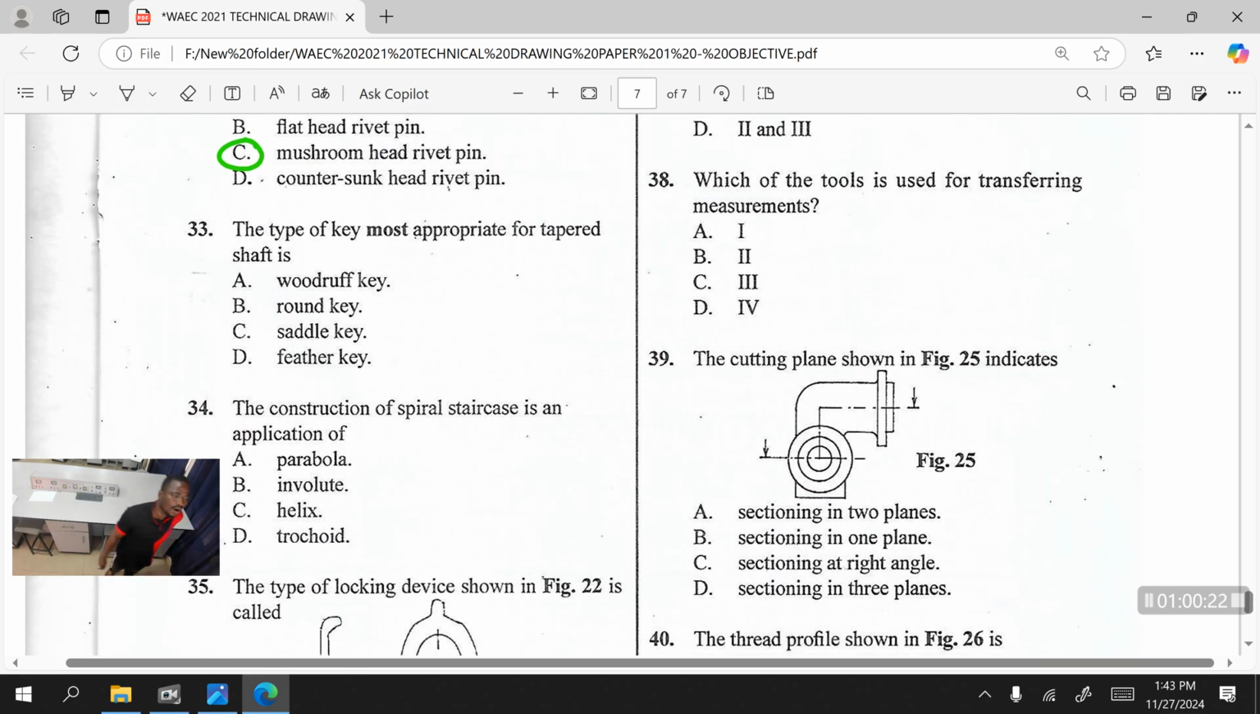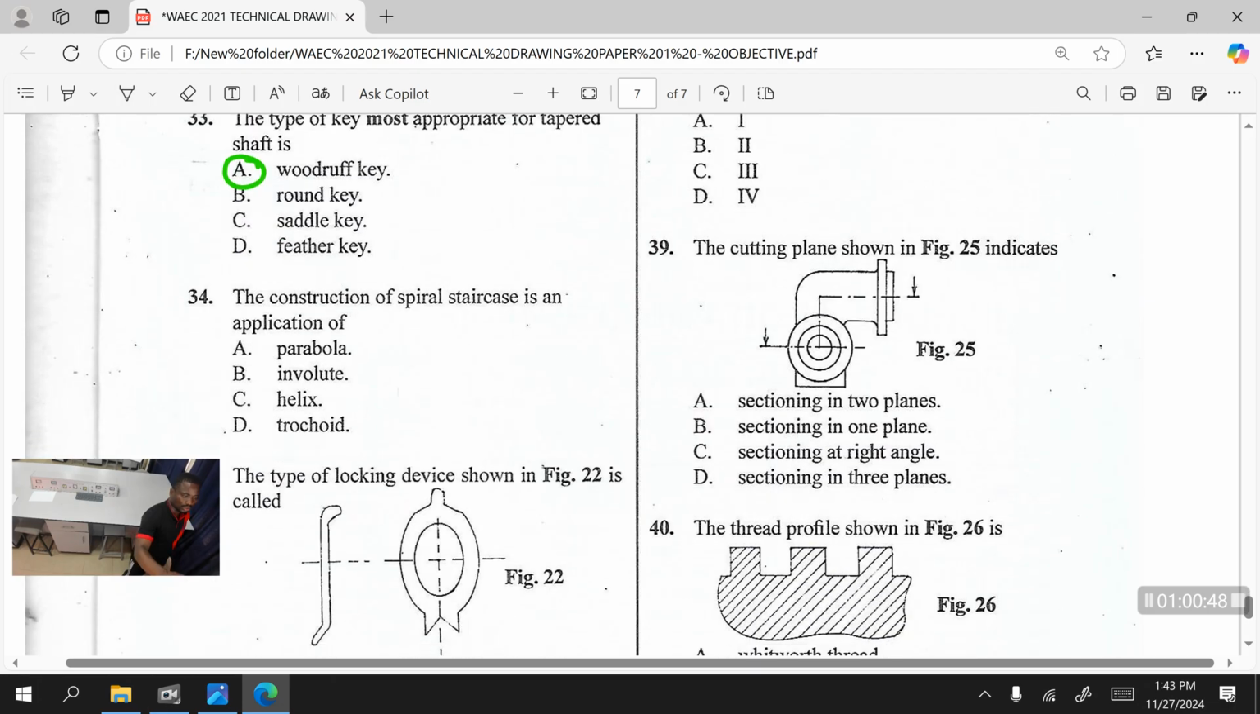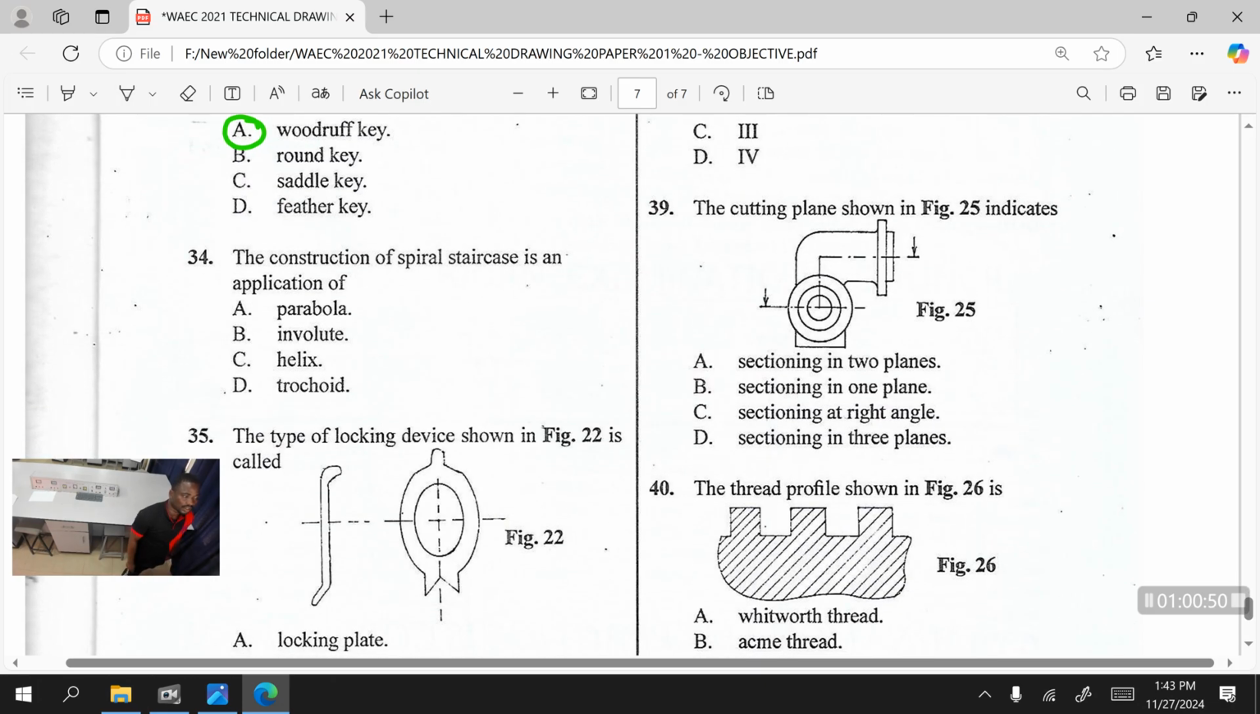33. The type of key most appropriate for a tapered shaft is what? It is option A, Woodruff key. It's always Woodruff key for tapers, most appropriate. The best to use is Woodruff key.